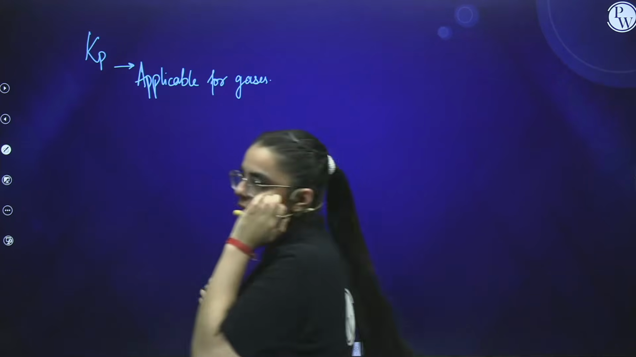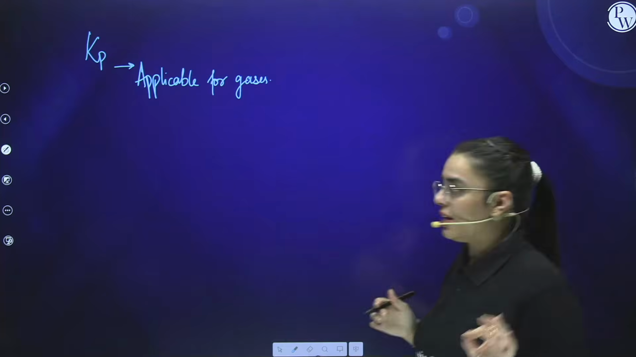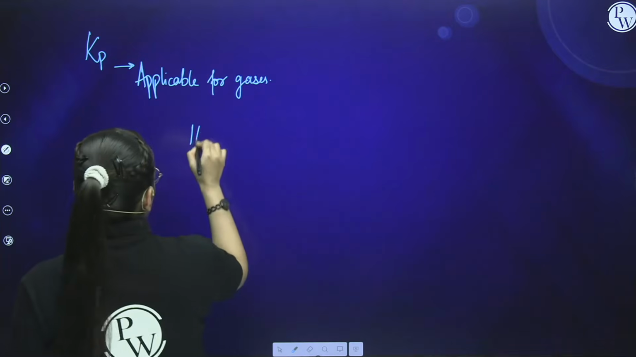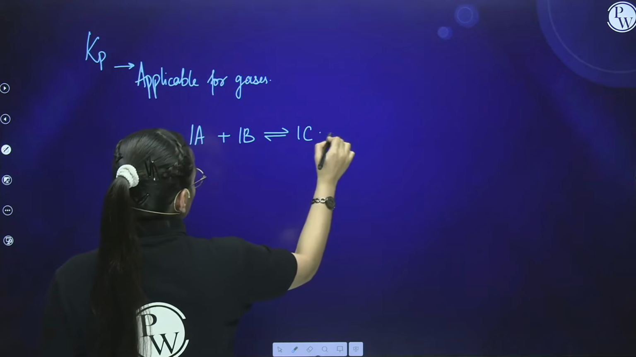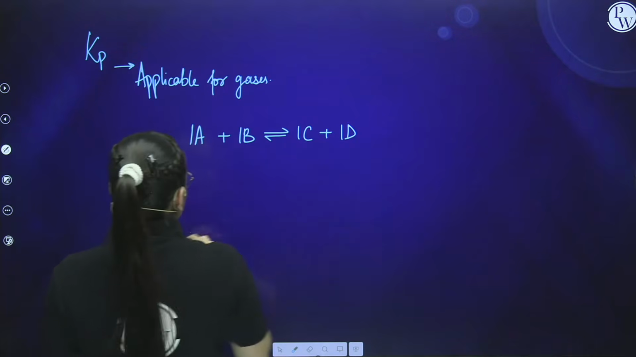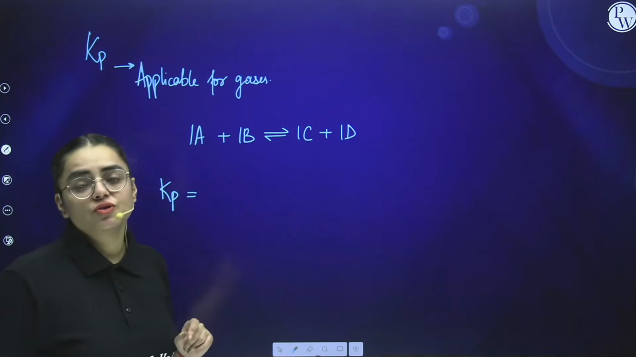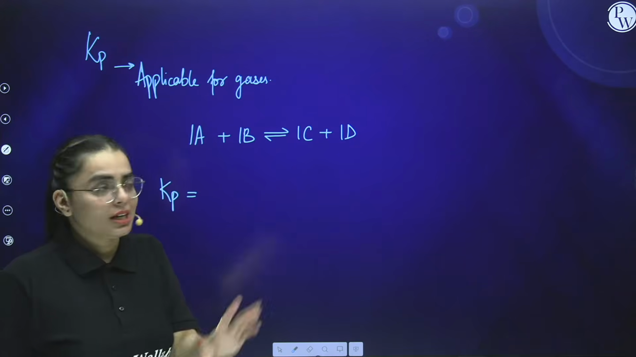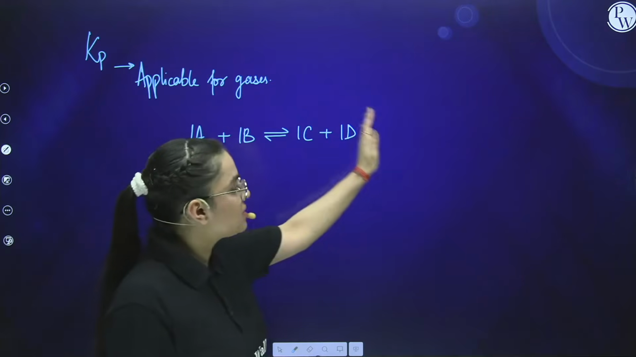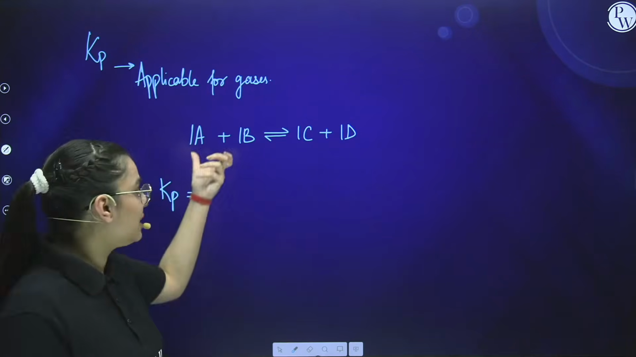Okay, students, now for Kp, let us take a general case where the stoichiometric coefficients are 1. For the general case, I would say 1A plus 1B gives 1C plus 1D. Here the expression for Kp is going to use partial pressures. In the previous case, we took concentration. Now for the partial pressures, again, we take the products on the upper side, and on the denominator side we take the reactants.